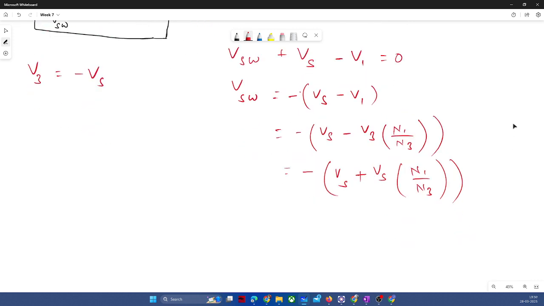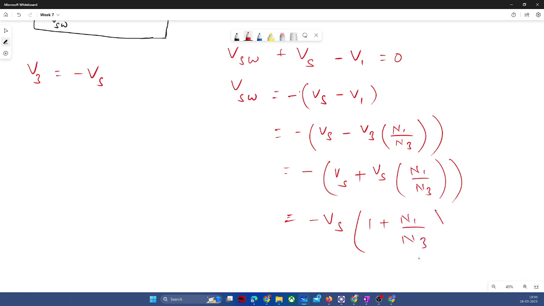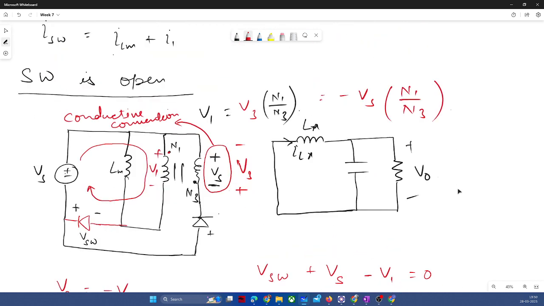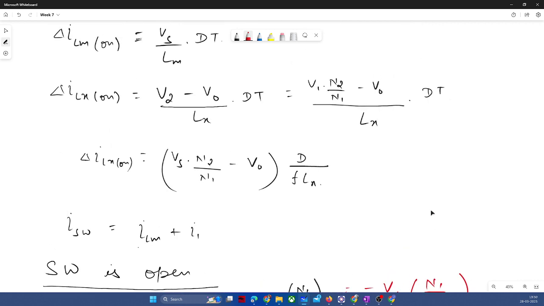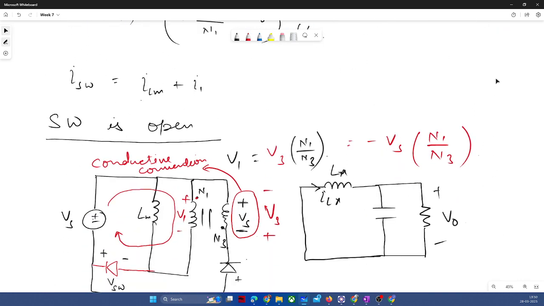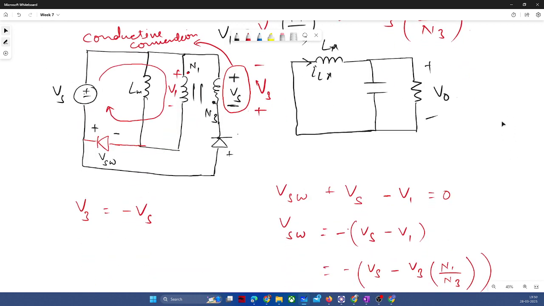Now this might be the expression that you were remembering: Vs times 1 plus N1 by N3. The same was coming for the diode as well. So in VD3 it was N3 by N1, and in the switch it is coming N1 by N3, right?